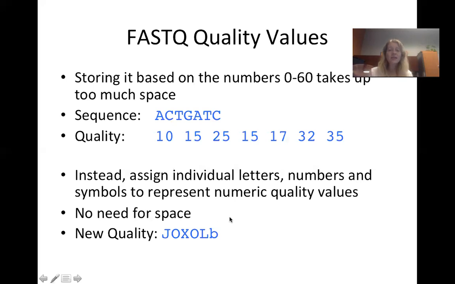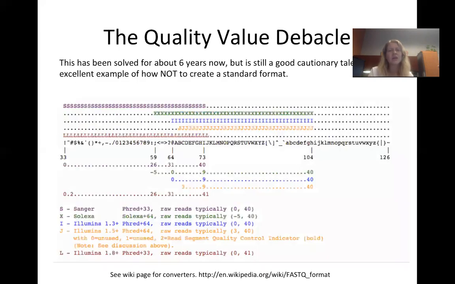So instead they said, well, let's assign the numbers to symbols. We'll create this little code. Then your quality value could just be JOXOLB, and we'll know that the J means 10 and O means 15 and X means 25, but it'll be much shorter and it'll make our FASTQ files much smaller. So that was the general idea about why we should develop this new code.